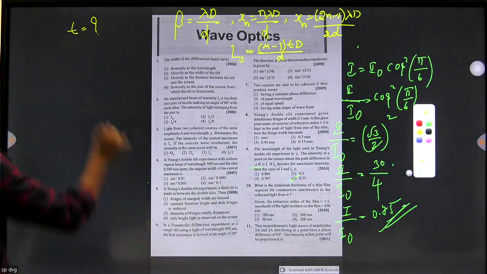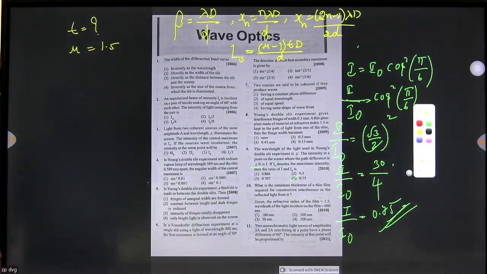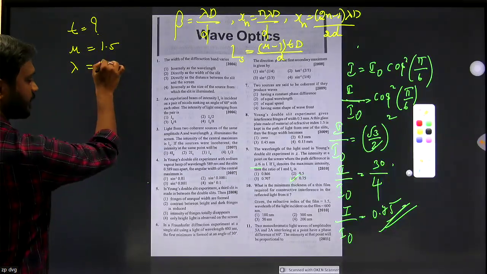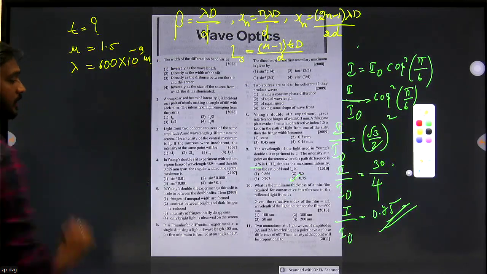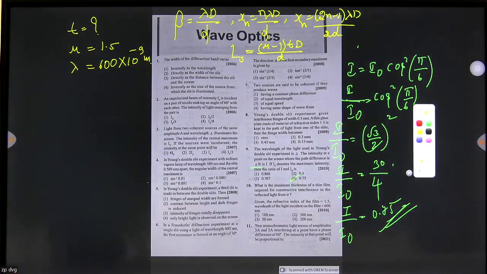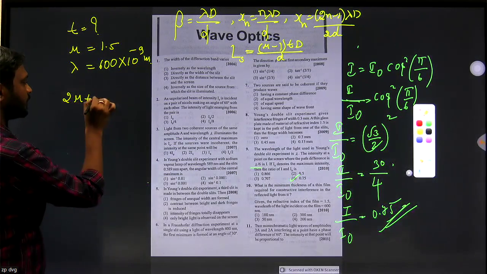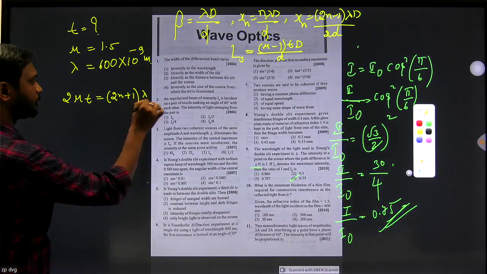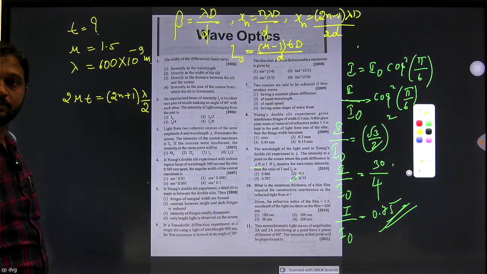Given the refractive index of the film, mu equals 1.5, and the wavelength of the incident light lambda equals 600 nanometer, that is 10 to the power of -9 meter. Then what is the minimum thickness? So here the formula is 2 mu t equals 2n plus 1 lambda by 2.